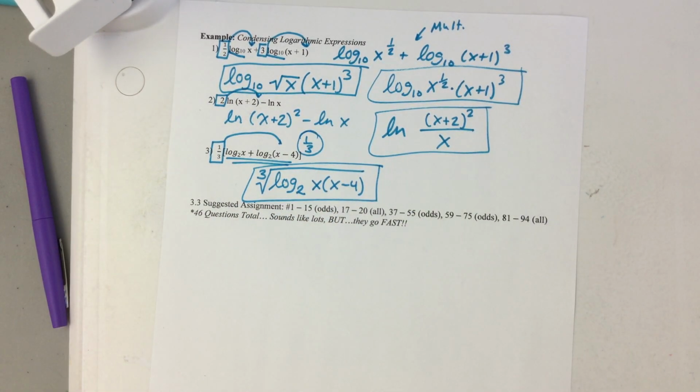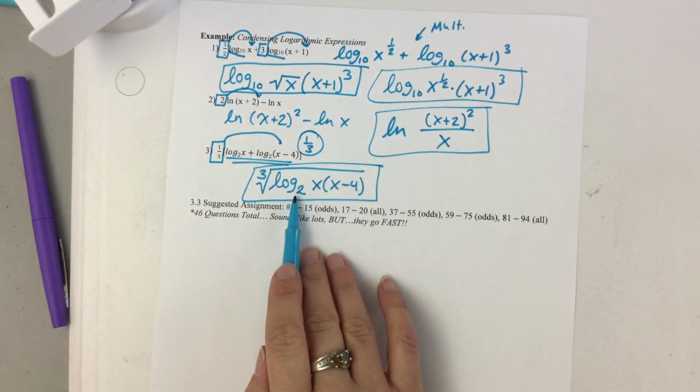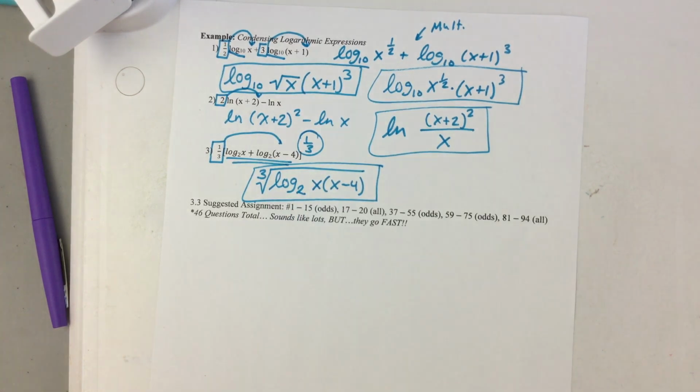Okay, so those are the properties of logarithms. Notice that at times we use natural logs, at times we use common logs, at times we use logs with a base other than 10. The properties hold true for all of those things.